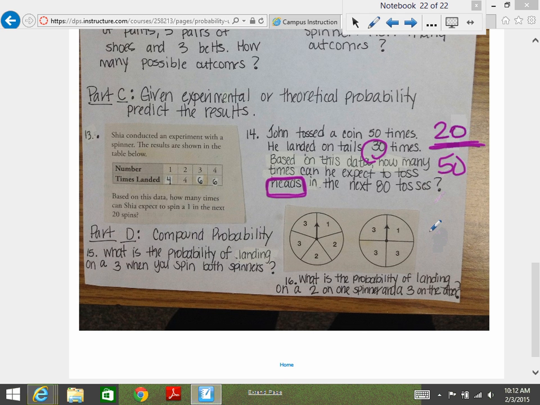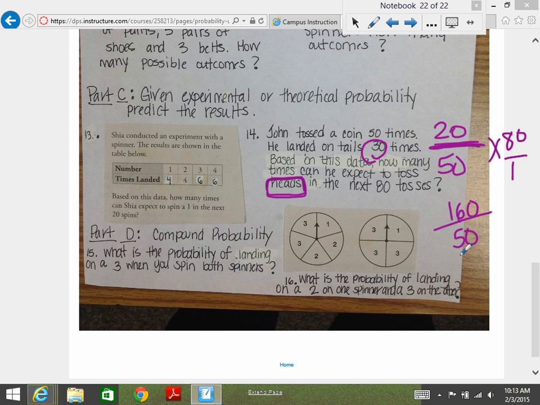There's your experimental. So when he tosses it 50 times, 20 of those times he gets the coin to land on heads. Now, he's going to toss this how many times? 80. So what do I do now? We'll multiply by 80 over 1. Okay? What's 20 times 80? 160. 50 times 1 is 50.